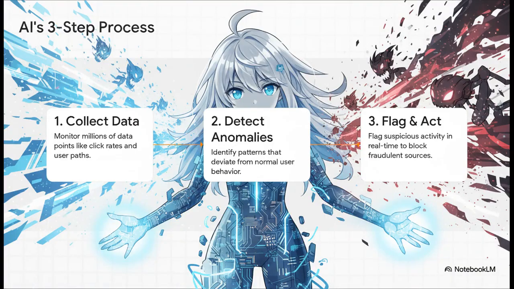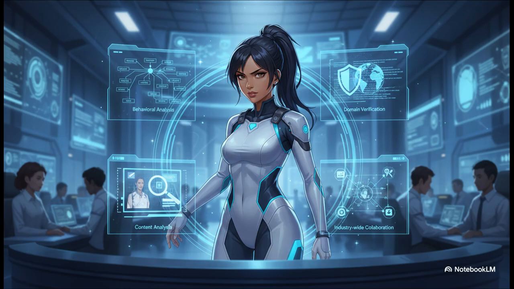Let's just boil that down into 3 simple steps. First, the AI collects millions and millions of data points. Second, its machine learning models hunt for patterns that just don't look human. And third, any suspicious activity gets flagged in real time, so advertisers can shut it down right away. Collect, detect, act. And the AI's toolbox here is just packed.